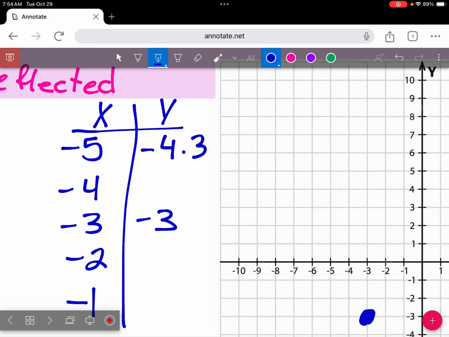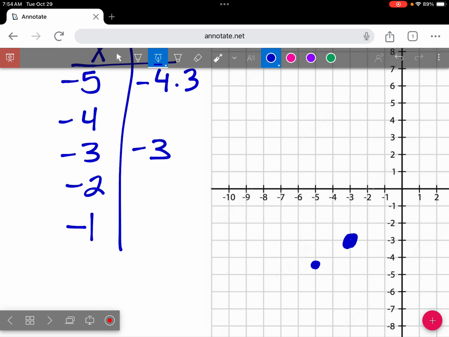So do the same thing with some other points. Since we put our vertex right in the middle, I know that this guy is also going to have a value at negative 4.3. So we really only need to type in one more. So substitute in either the negative 4 or the negative 2. They should have the same value. What do you get? Type it in.